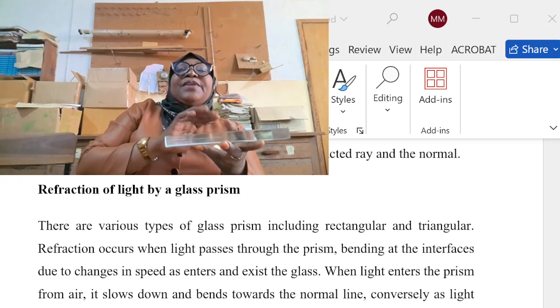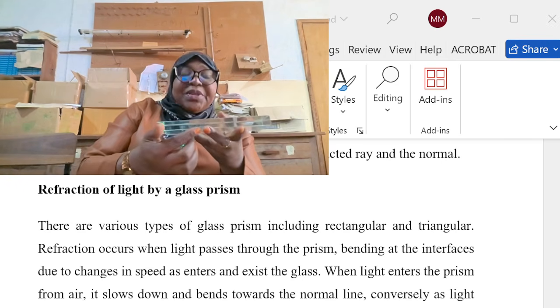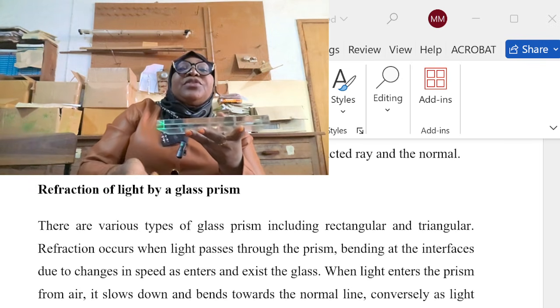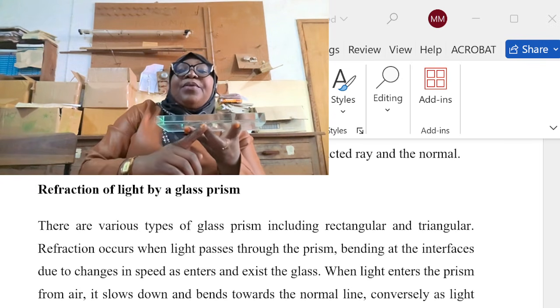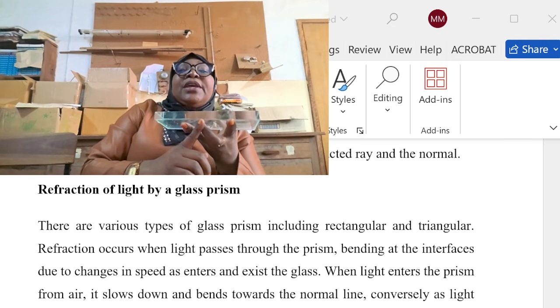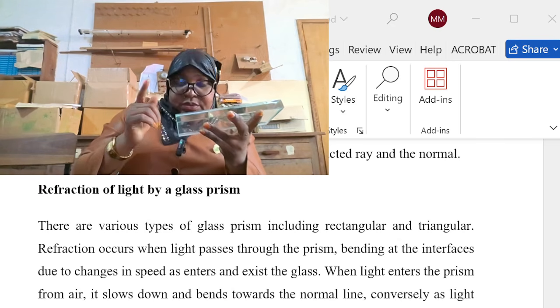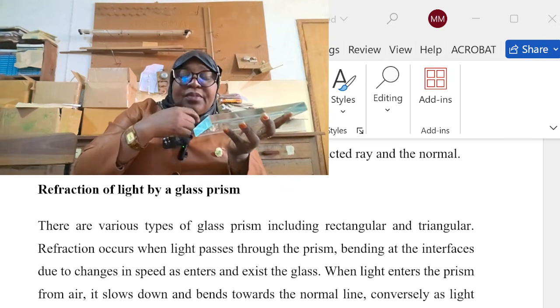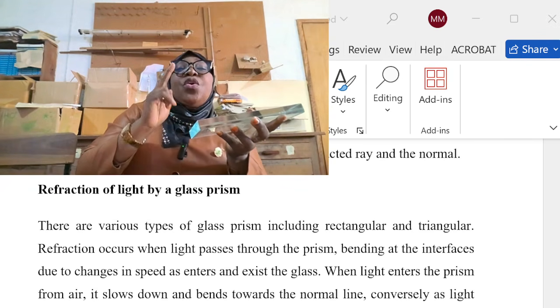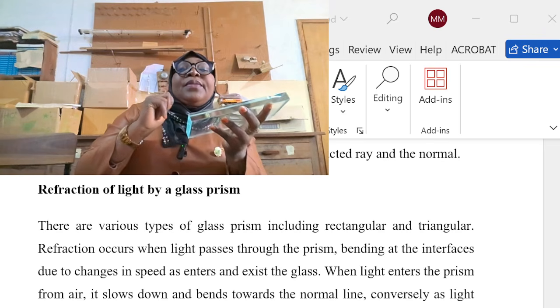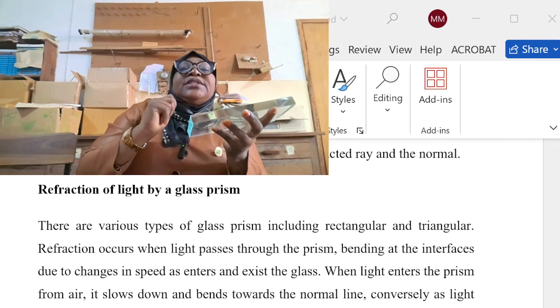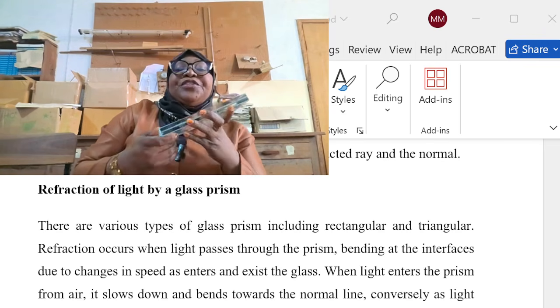This can be observed practically. Away from the glass, the motion is a straight line, but at the point of intersection, the bending occurs. So the bending of light at the boundary of two different optical densities, that is refraction.